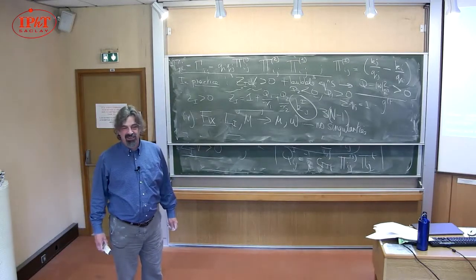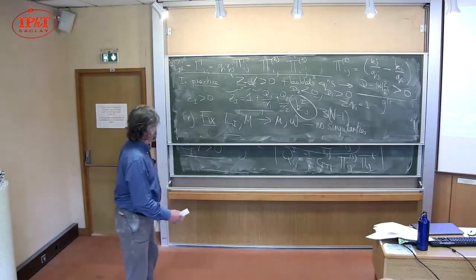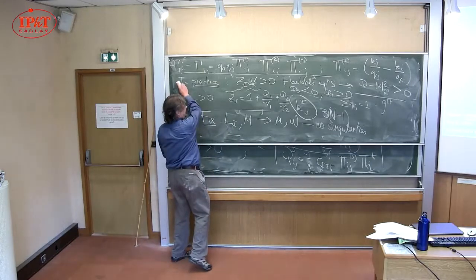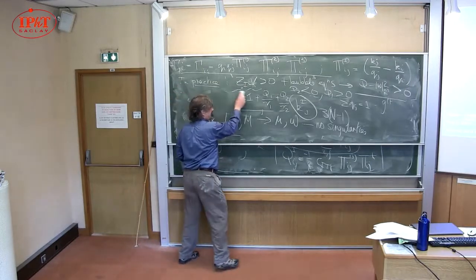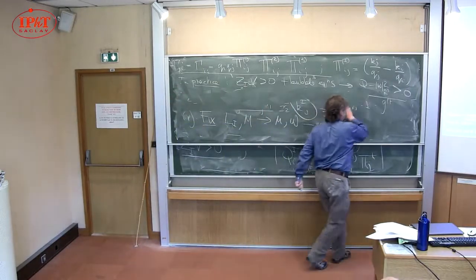It's a geometric statement about ZIs. It contains all the D4 fluxes.